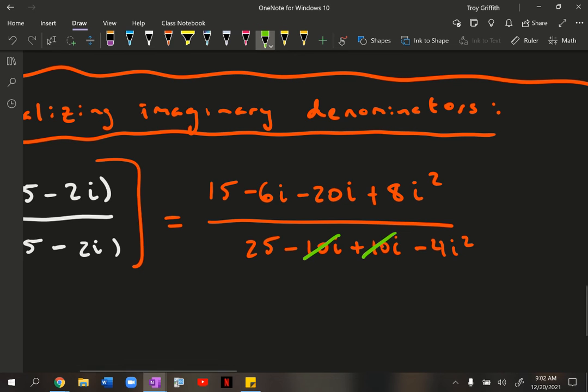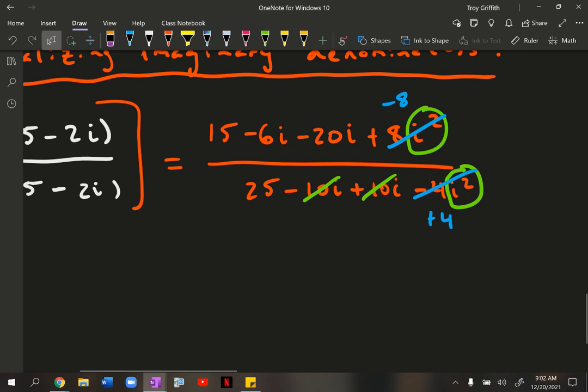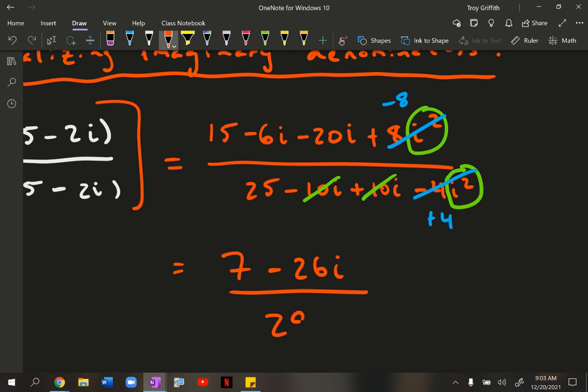Okay, let's simplify this sum. So i squared in both of these instances is a negative 1. So this term is going to become a minus 8. This term is going to become a plus 4 because negative 4 times negative 1 makes a positive. And so when I'm done here, I can combine these like terms. 15 minus 8 up on the top is 7. Negative 6i minus 20i is negative 26i. And then notice on the bottom here, there is no more imaginary component at all. It's just turned into 25 plus 4, which is 29.